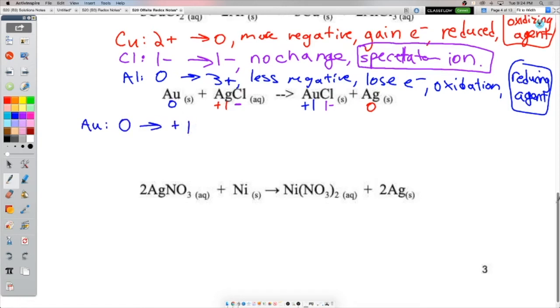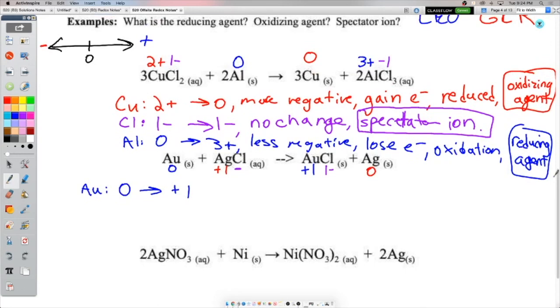Okay, again, look at our number line, right? 0 to +1. Is that going away from the negatives? 0 to +1, right? Yes, that's going away. So that's getting less negative. Less negative. And electrons are negative. So if you're getting less negative, do you think you got more electrons or less? You got less, right? You must be losing electrons because they're negative. Okay, LEO, losing electrons is oxidation.